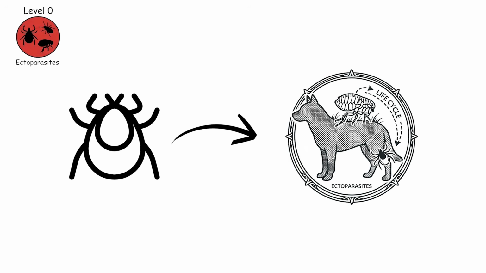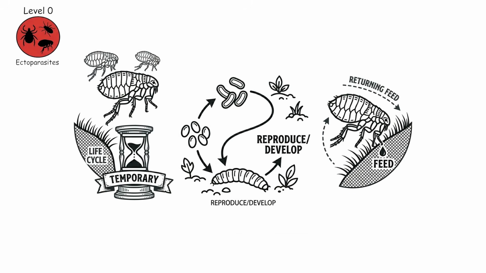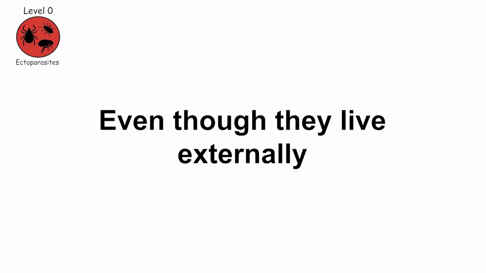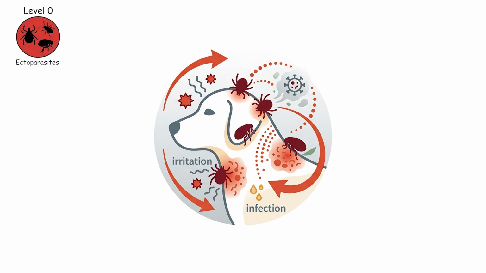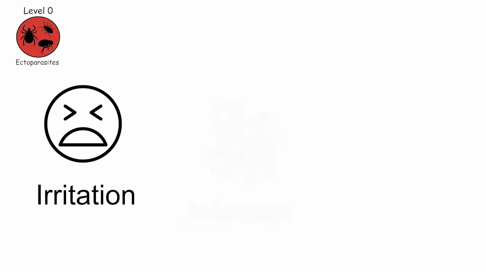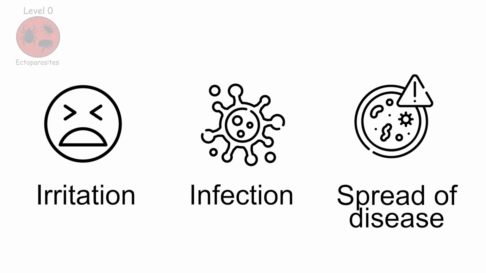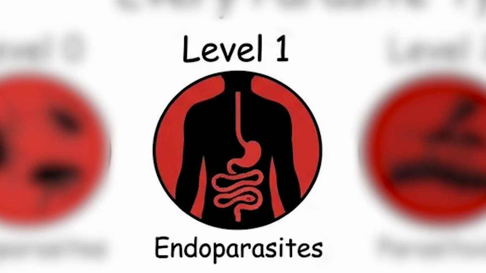Ectoparasites usually spend most or all of their life cycle on the outside of the host. However, some species may leave the host temporarily to reproduce or develop before returning to feed again. Even though they live externally, ectoparasites can still have significant effects on their hosts, including irritation, infection, and the spread of disease.